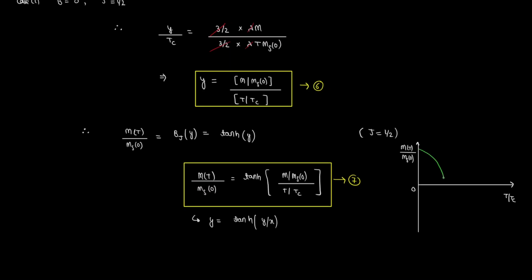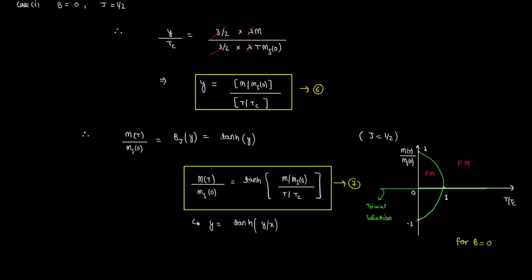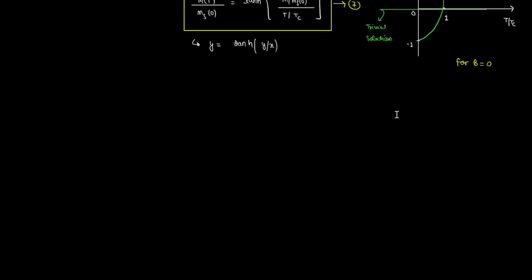And if you plot this equation, you will get something like this, where at x equal to 0 there is a maximum value of M divided by Ms, and it drops to 0 when the T by Tc ratio is equal to 1. Here there also exists another solution which is trivial. So this represents the phase transition in the absence of magnetic field. In the first region there is the ferromagnetic phase, while when the temperature is greater than Tc, there is the paramagnetic phase. Next we will see the case when there is an external magnetic field.